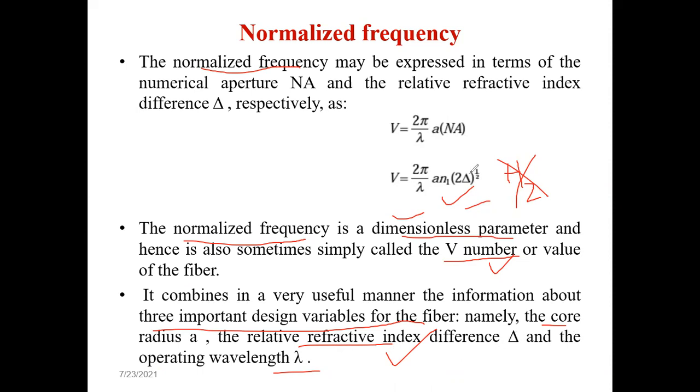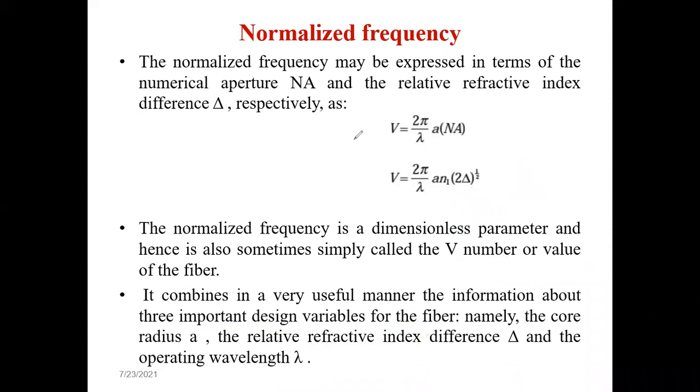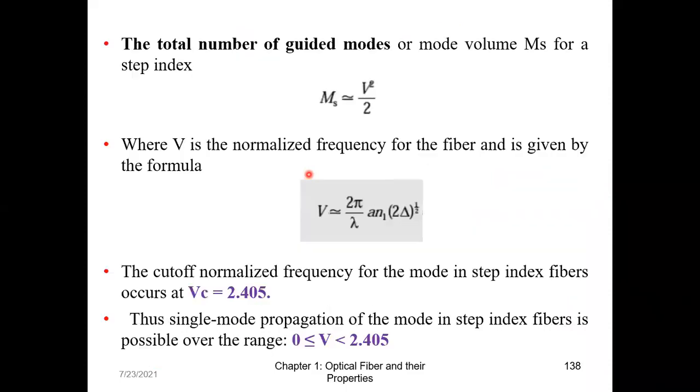In some formulas or numericals, the delta value may not be given. You might be given n1 and n2, so you have to calculate delta and then put it in this particular formula. Please write down this formula, because in our first lab also, for a particular fiber, I will ask you to calculate the V number. Is this definition clear? What is the V number? It does not have any dimensions and it gives the interrelation between three parameters: the core radius, delta, and lambda.